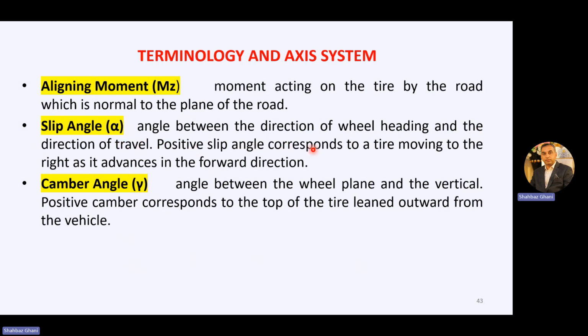Positive slip angle corresponds to a tire moving to the right as it advances in the forward direction. Camber angle, angle between the wheel plane and the vertical. Positive camber corresponds to the top of the tire leaned outward from the vehicle. If it is leaned inward, then it is a negative camber.